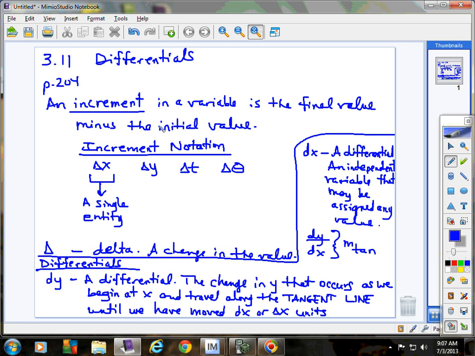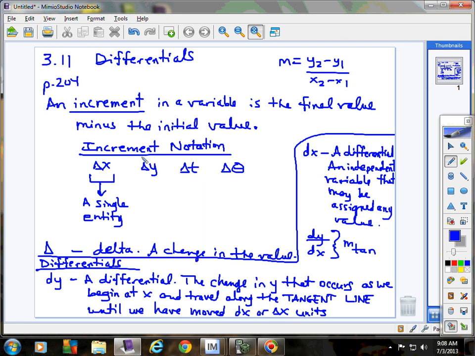But first, there are a lot of definitions, a lot of notes in this lesson. An increment in a variable is the final value minus the initial value. Now, we're used to that a lot in math because just the slope formula, isn't it y2 minus y1? So that's a final value, a final y minus an initial y. Or the denominator is that way too. It's an x2 minus an x1, final x minus an initial x. So that's what an increment is.